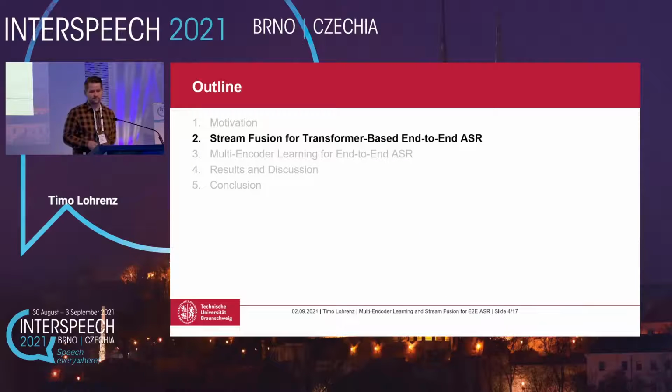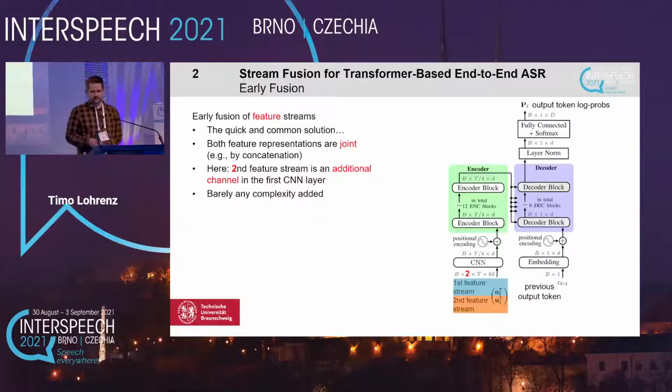So let's start to look into stream fusion. The most obvious and the common solution to performing fusion is to perform early fusion on the feature level, which means we get a joint feature representation down here, where we have both features combined. Usually this can be done by something like concatenation. Here in our case, as we use CNN layers at the input, we just include the additional feature stream as an additional channel here. The good thing about this is that we barely add any complexity to the model, as we only get a few more parameters here in the first CNN layers due to the slightly deeper kernels.